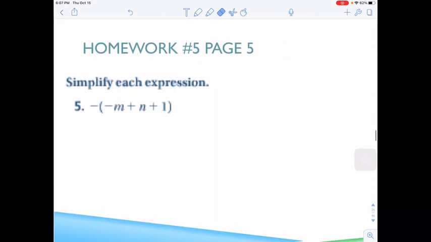Now I would like you to try number 5. Simplify each expression: negative times the quantity -m plus n plus 1. Again, remember the shortcut that you can just switch the sign of everything inside the parentheses.